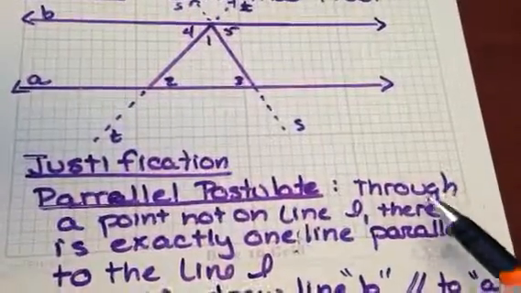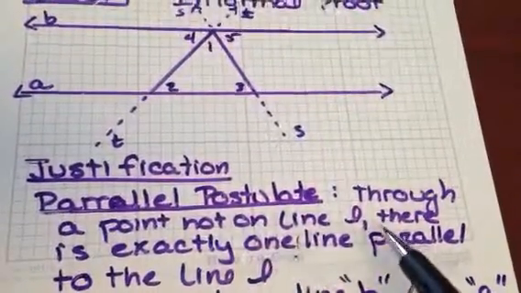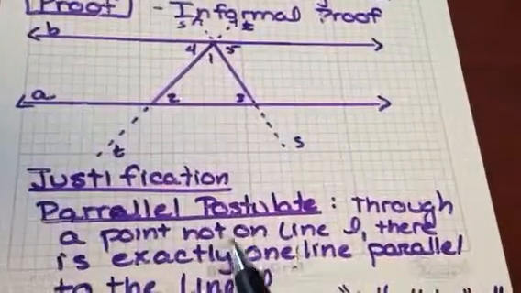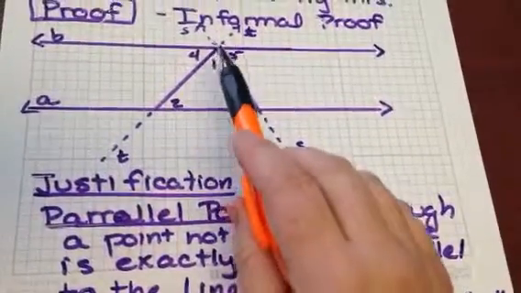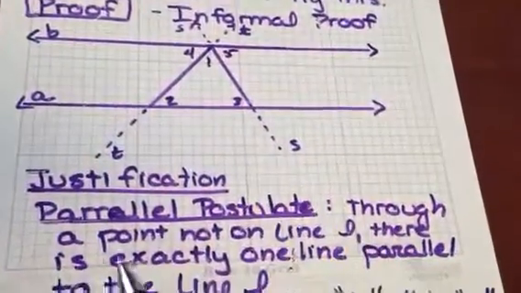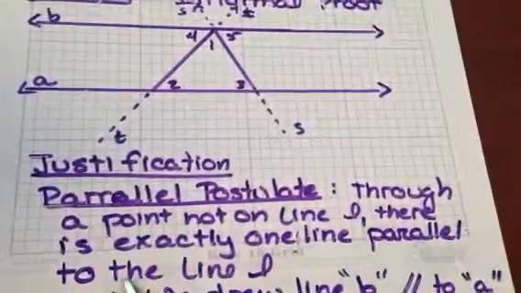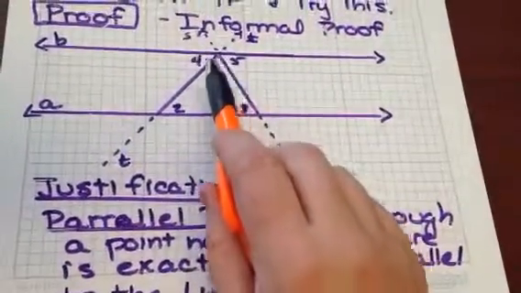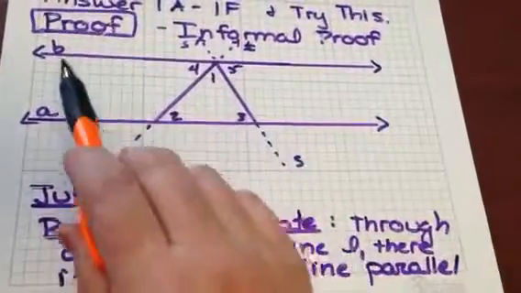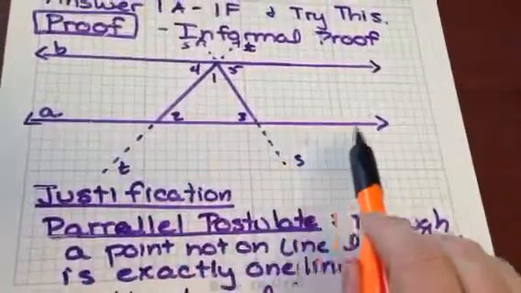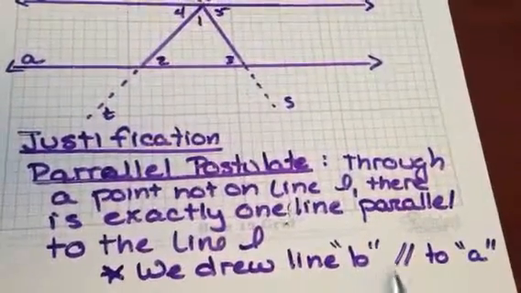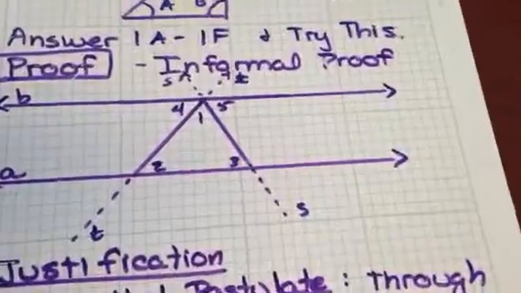And what this says is through a point not on line L, we're using this line here, and through a point not on that line, so this is the point right here at the tip, this point is not on this line, there is exactly one line parallel to L. So there's only one parallel line I could possibly draw that goes through this point that would be parallel to the line that goes through the base of the triangle. And we drew line B parallel to line A.